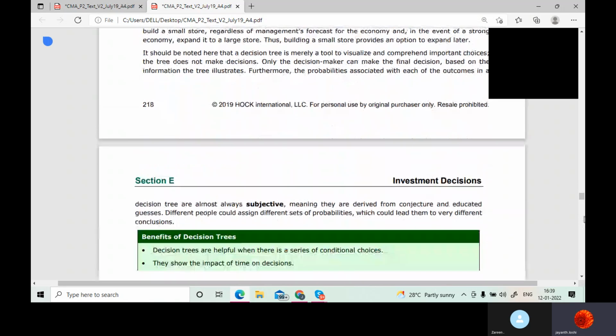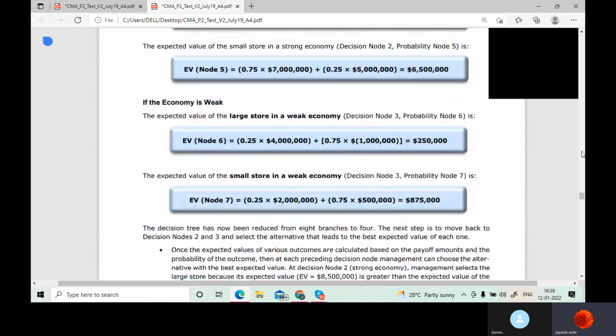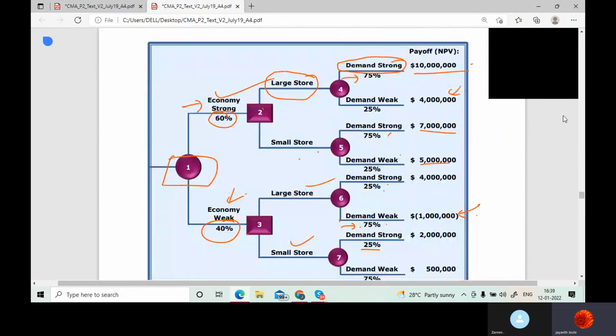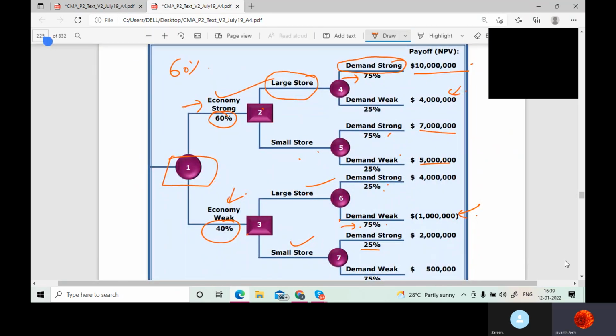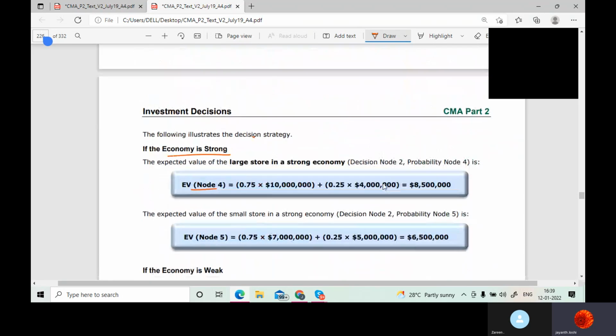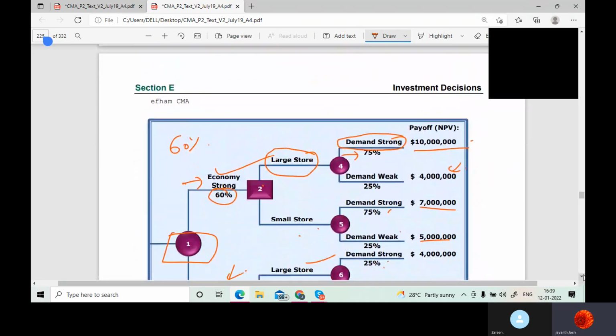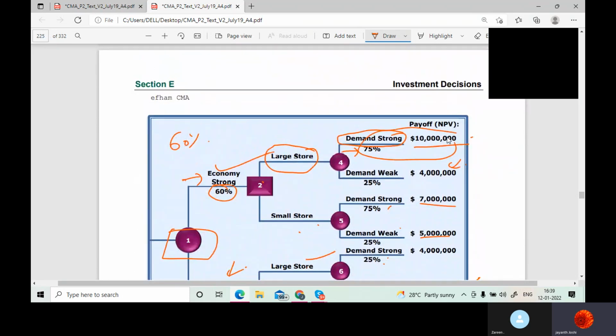So now what they're asking is, what we have to do, we have to find out the expected value. If the economy is strong, we will find out the expected value of node 4. Very simple. They are saying about node 4. There is a node 4. Just node 4. You can take 75% of this amount, plus 25% of this.